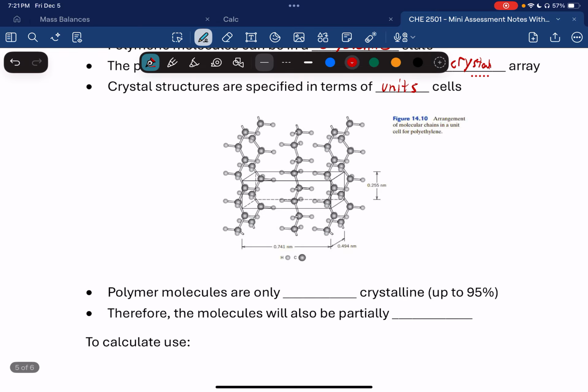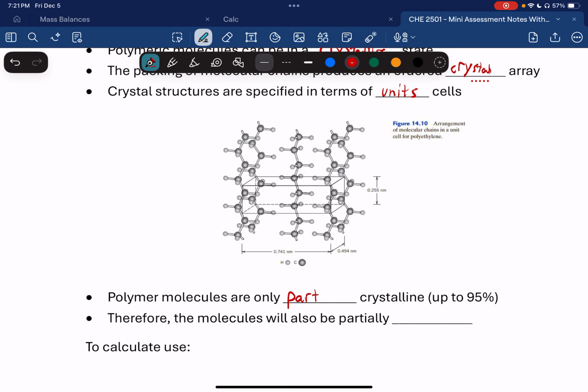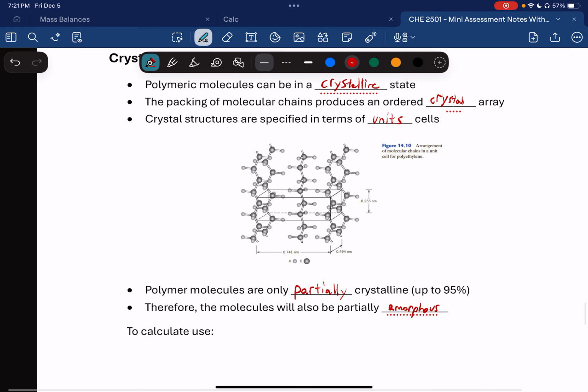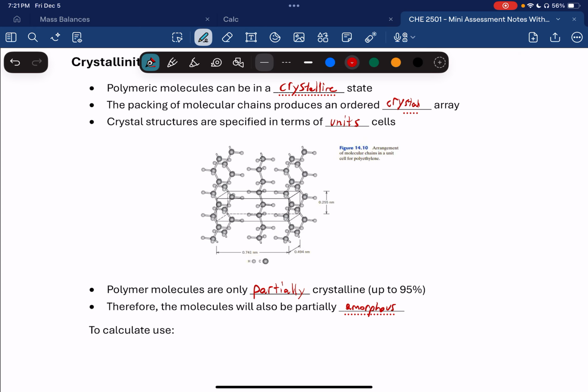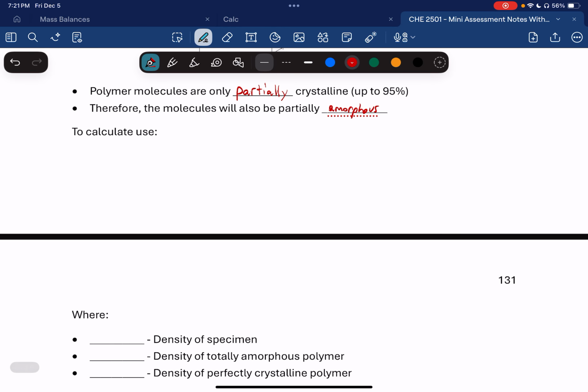Polymers are only partially crystalline, up to 95% at least. Therefore, the molecules will also be partially amorphous. So not totally crystalline. They're going to have a little bit of that liquid property, which is what the amorphous is like. To calculate this, pretty simple formula, percent crystallinity, we can find that. We know we can go up to 95, as I just said.